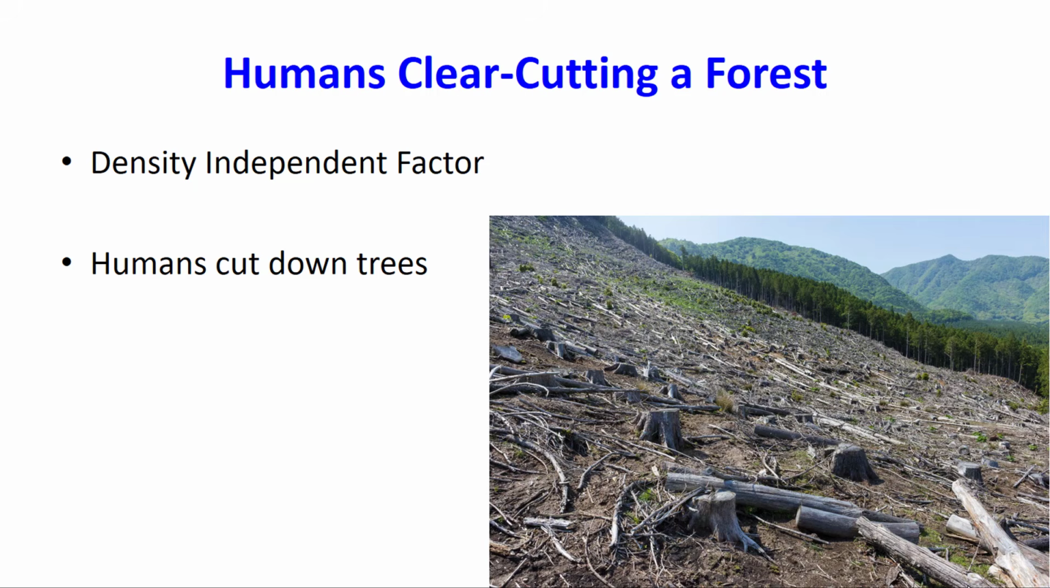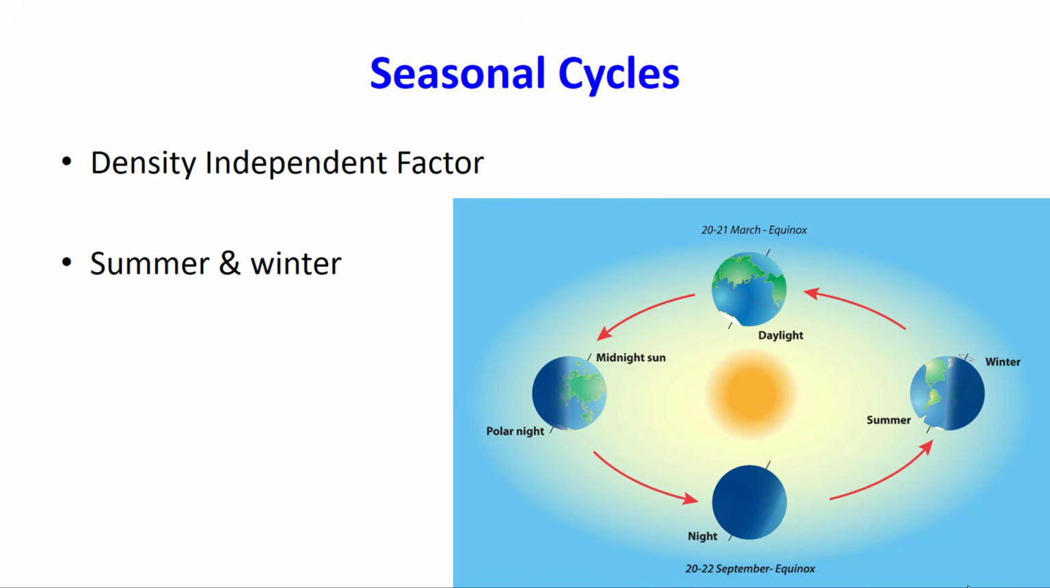Same is true with us cutting down the trees. We're taking away shelter. This is where the habitat is taken away. We're cutting it down and using those trees for toilet paper and for houses, but we're also taking away the habitat, their shelter. Seasonal cycles don't care about the size of the population or the density of the population. Summer and winter are just going to happen.